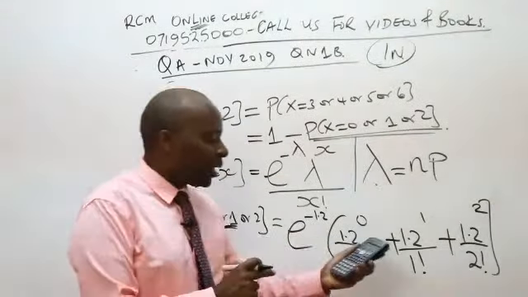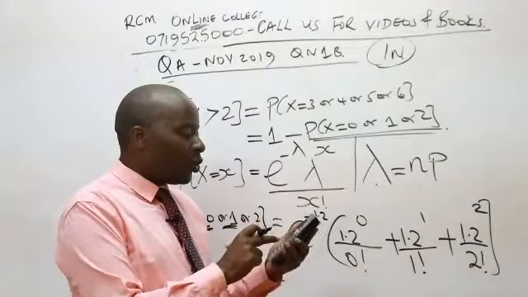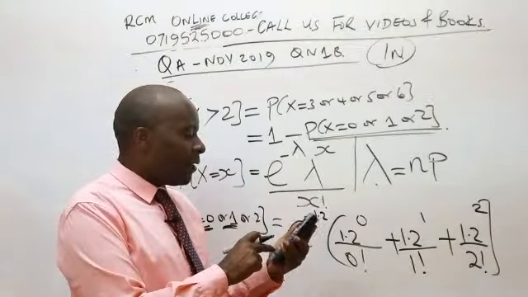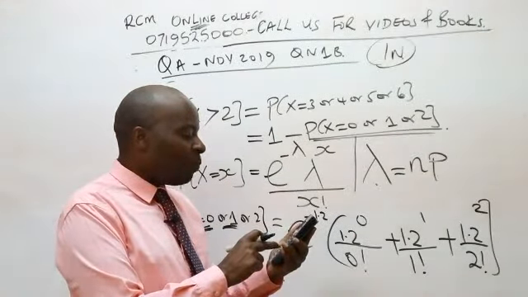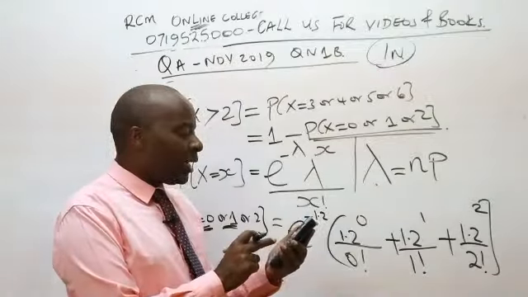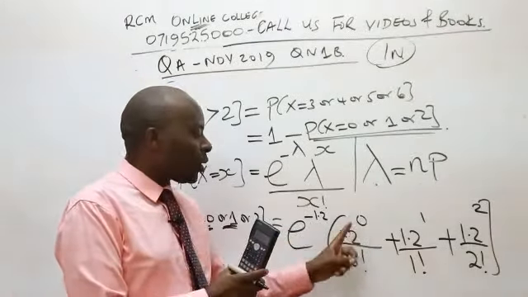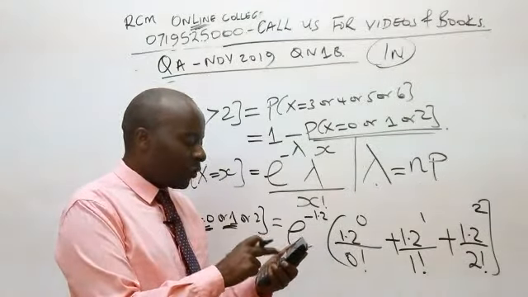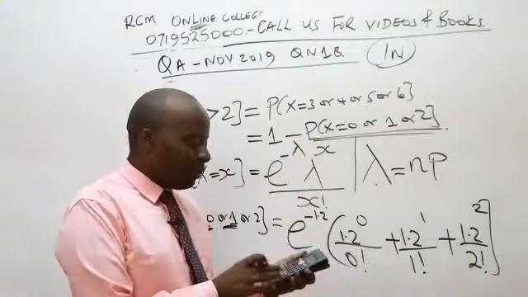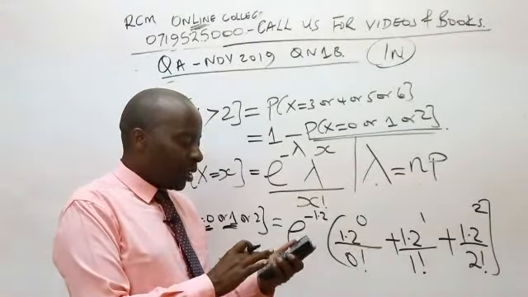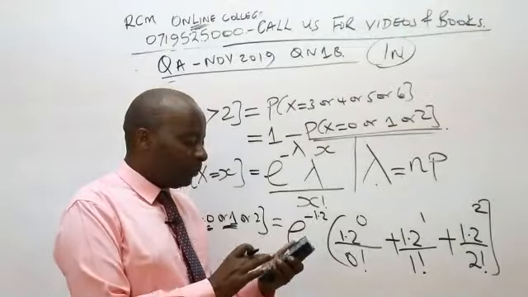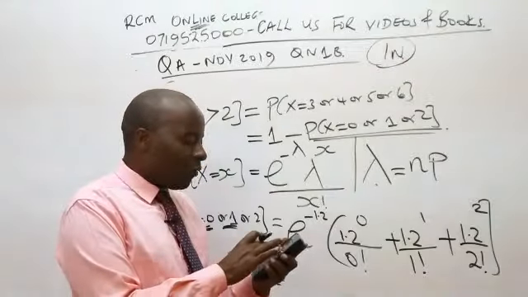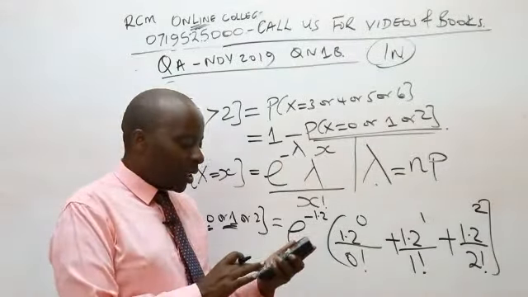Plus, ladies and gentlemen, I have to go back a little bit. This is supposed to be 1.2 raised to 0, all over 0 factorial. So shift like that. Plus, we have 1.2 raised to 1 divided by 1 factorial plus 1.2 squared divided by 2 factorial. Close brackets, you say equals.